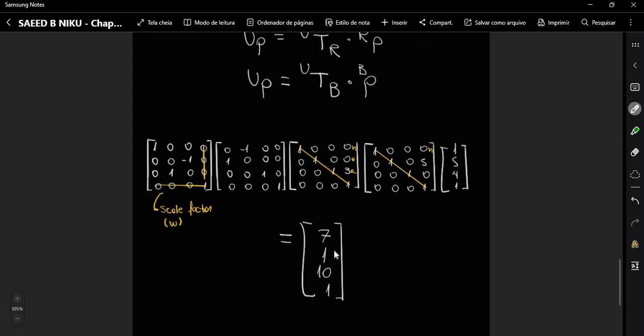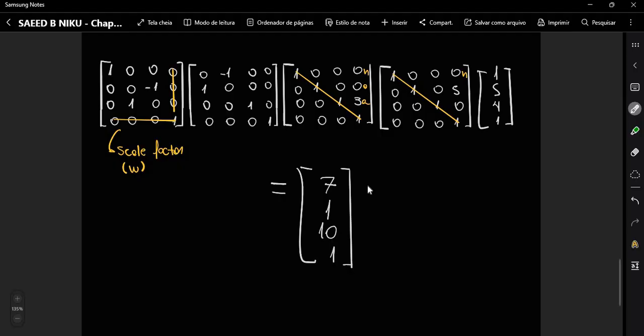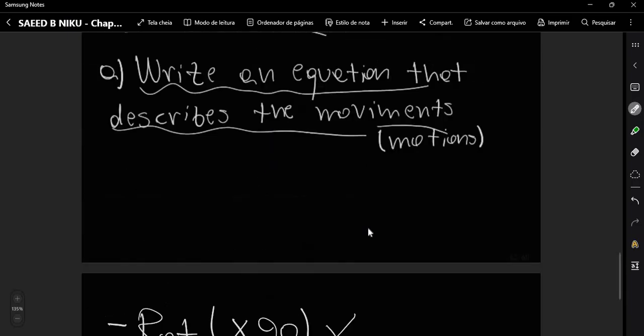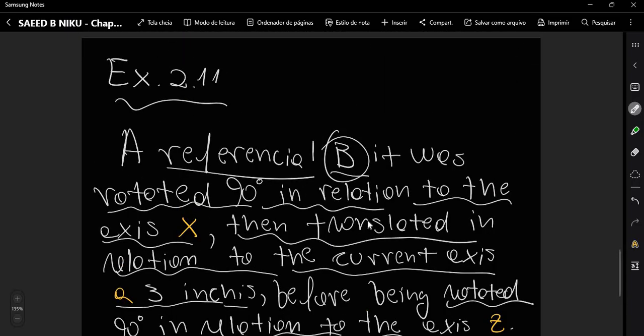And that's all for now. And in the next video, we will solve the example 2.12, which is the same as this one, transformations in relation to a referential.